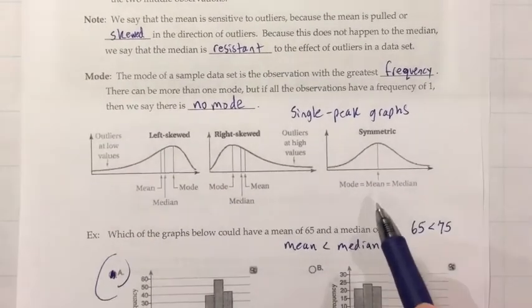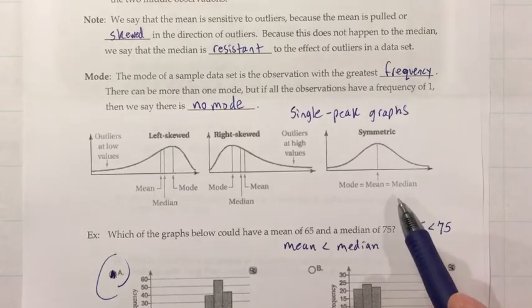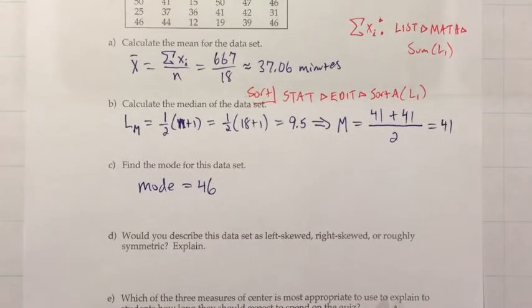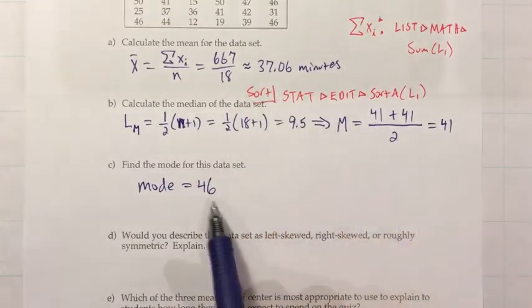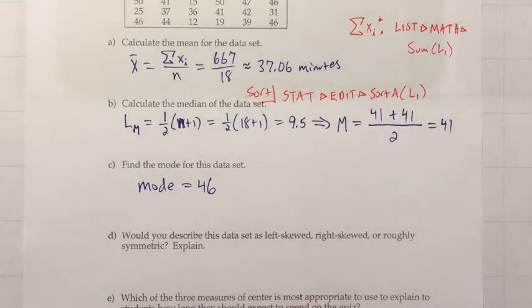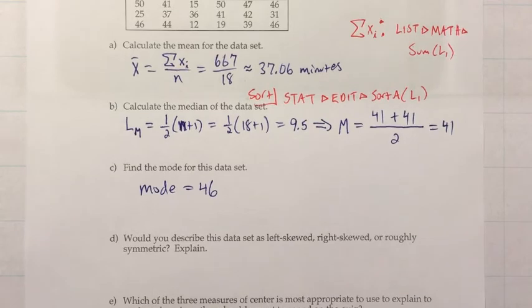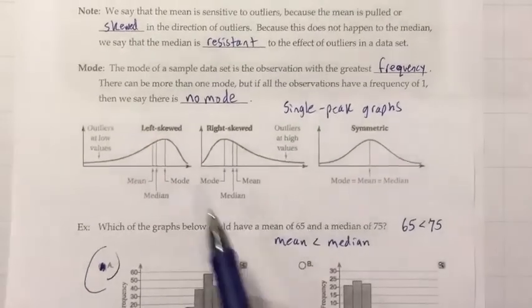So if it was roughly symmetric, the mean, median, and mode would all be the same. So let's see, we've got 37.06, 41, and 46. Those are not all the same. If they're all real close to each other, I might say roughly symmetric, but they seem kind of different. So then it's probably one of these two.